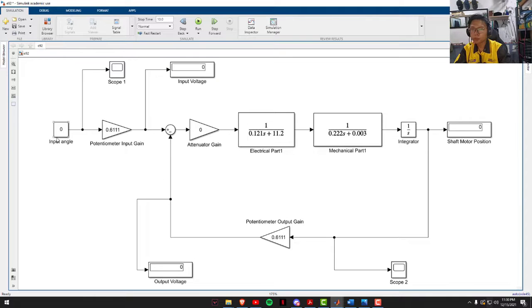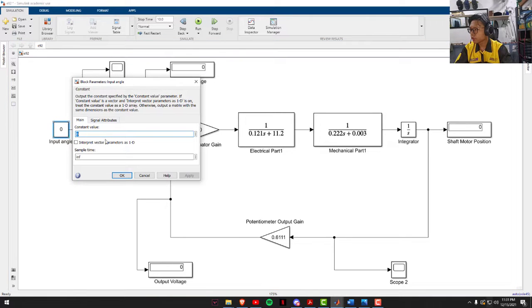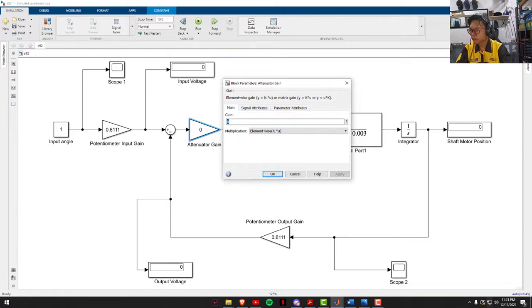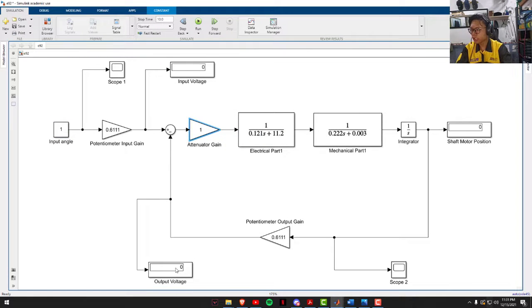The attenuator and input angle will be varied from time to time. So after we have constructed this and keyed in all the parameters, what we have to do is check the simulation or the functionality of this block diagram. So we have to key in the input angle parameter equal to 1 and the attenuator gain equal to 1. If there is any output for the input voltage, output voltage, and the shaft motor position, it means that this block diagram is functioning. So we have to run the simulation.